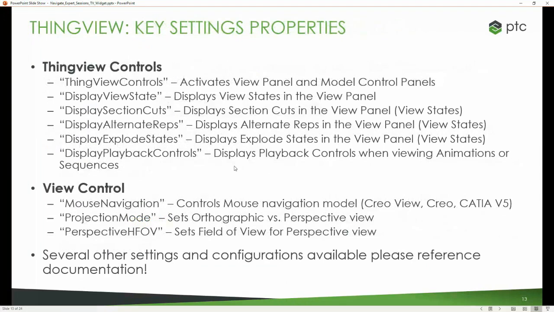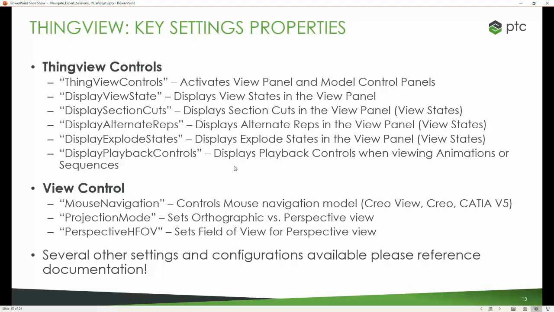All right, the next thing you should be aware of are some of the key important settings that are driven through properties of the widget. The first is making the controls, which we started to talk about, available to users. In order to enable users to see the view panel and the model control panel, you'll need to enable them. These are enabled by default for the Navigate apps. The ThingView Controls property controls whether or not these are visible to users.